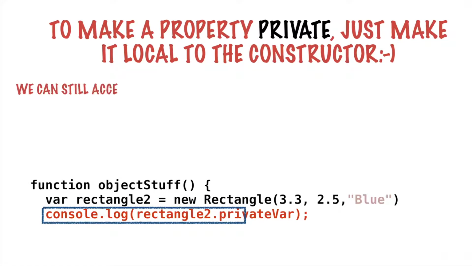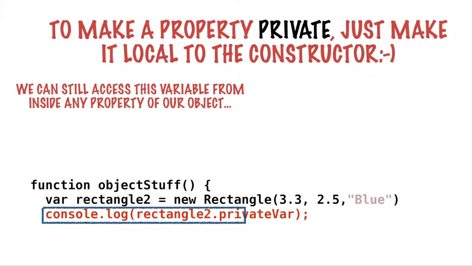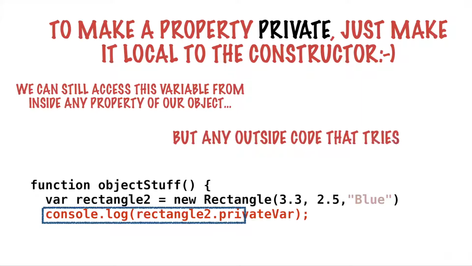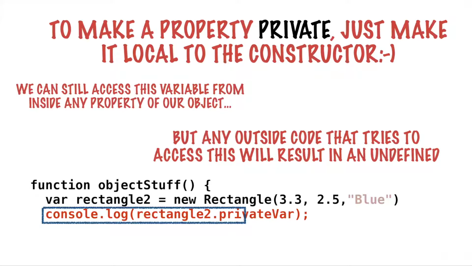Once you declare private var as a local variable, we can still access this variable from anywhere inside any other property of the rectangle object. So within the object, this variable is accessible. But if any outside code tries to access this particular variable, and you can see it on screen, the part that we've highlighted, from outside in a function object stuff, we try to access rectangle2.privateVar. This access will result in an undefined.